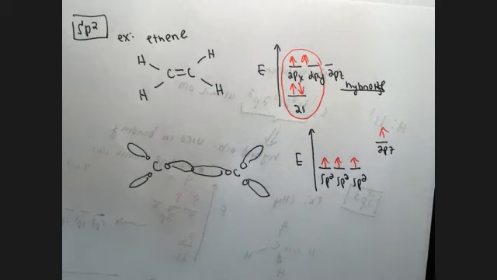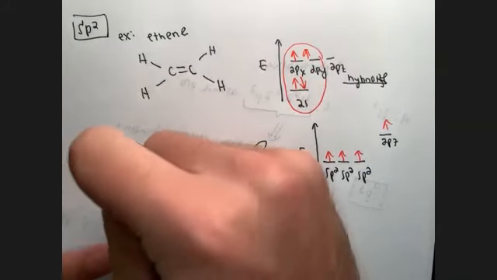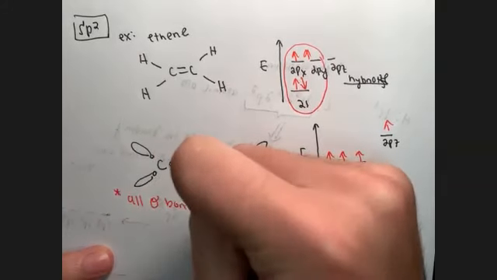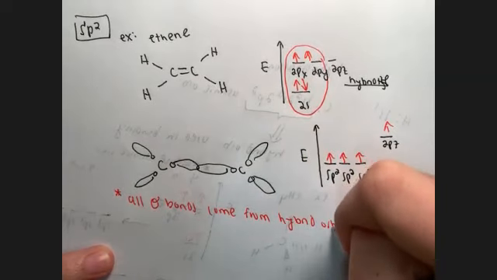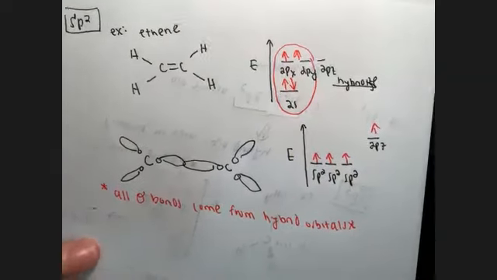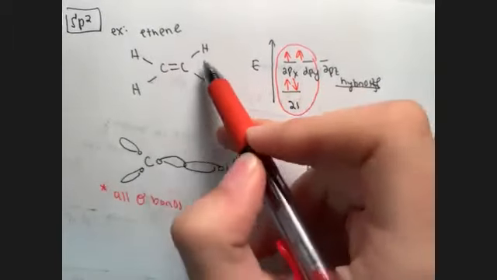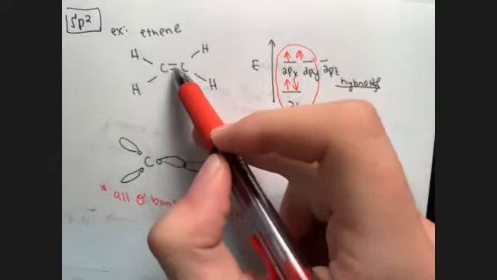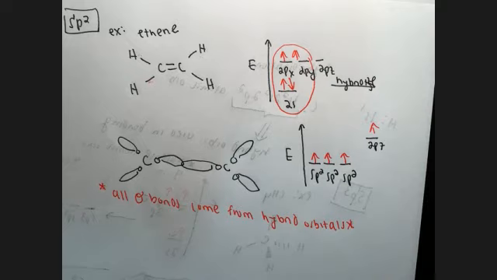So basically what I drew are all the sigma bonds, okay? And all the sigma bonds always form from hybrid orbitals. So that is definitely worth knowing right now. All sigma bonds come from hybrid orbitals. That's really important. Okay, so remember, sigma bonds are the single bonds. So this single bond, this single bond, this single bond, this single bond, and then one of these bonds in here are all going to be created via hybrid orbitals overlapping.